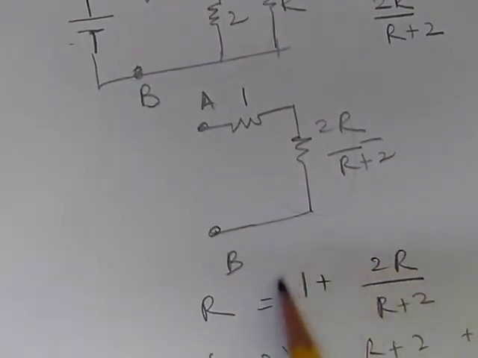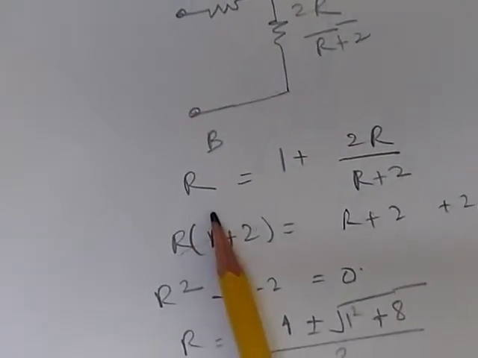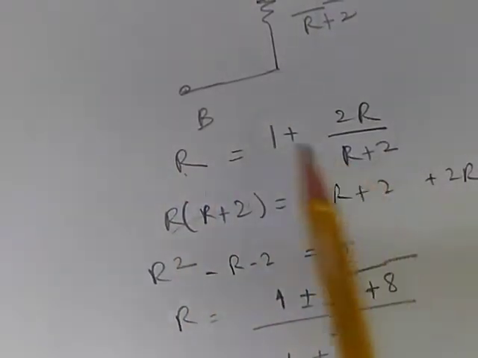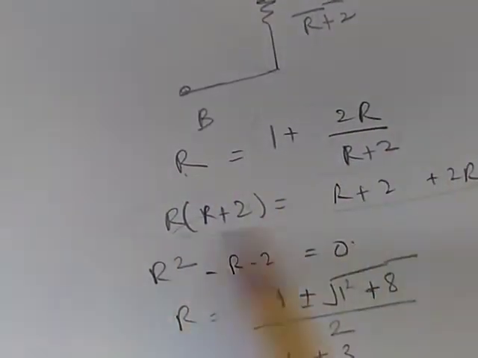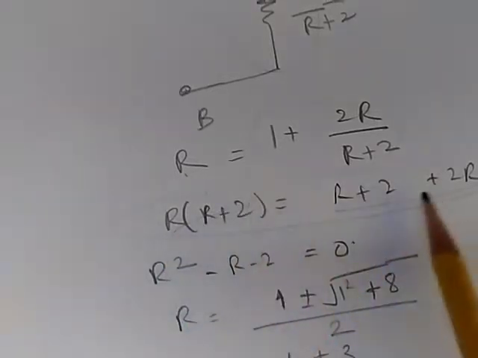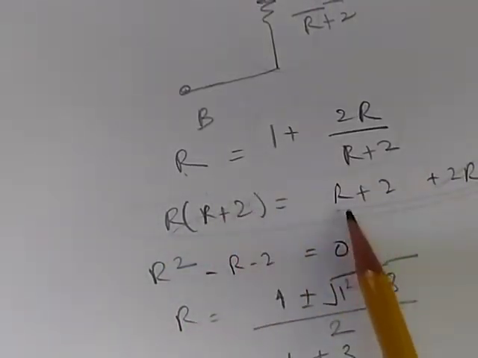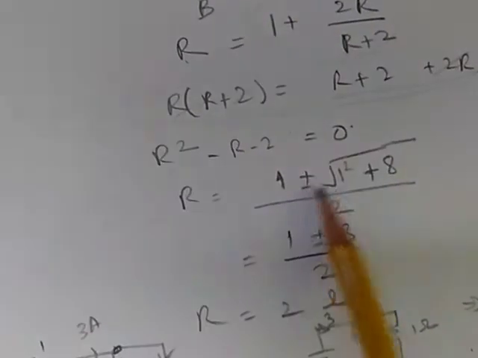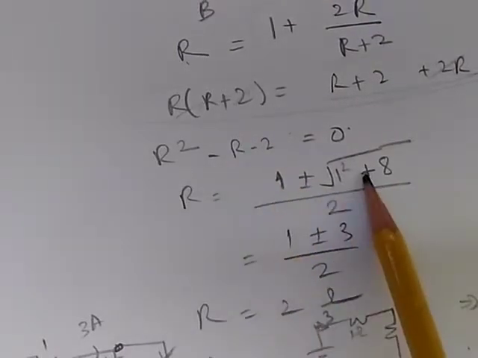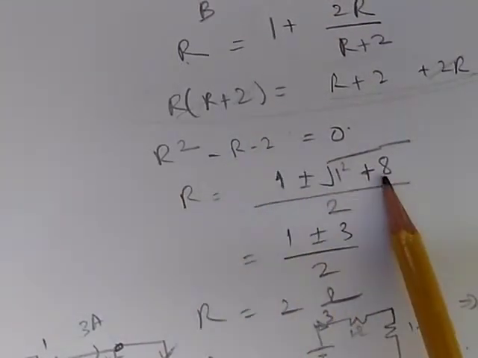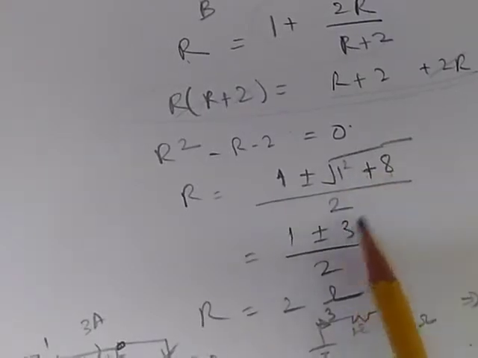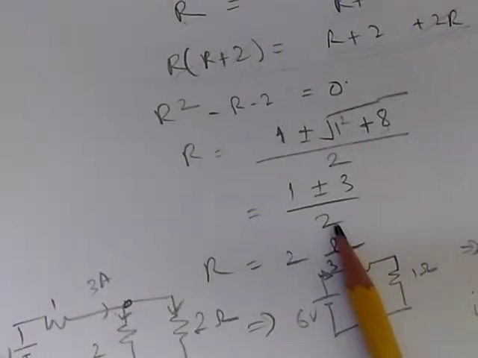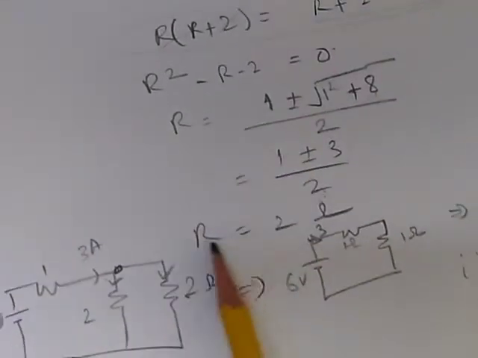So this whole term becomes equal to R. We can simplify this: multiply R with R plus 2, and this is R plus 2 plus 2R over here. R square, 2R and 2R get cancelled, giving R square minus R minus 2 equals 0. R is equal to minus b plus or minus square root of b square minus 4ac, which is 1 plus 8, is 9, square root is 3, so 1 plus or minus 3 divided by 2. We disregard the minus sign, we get 1 plus 3 divided by 2, so R is 2.